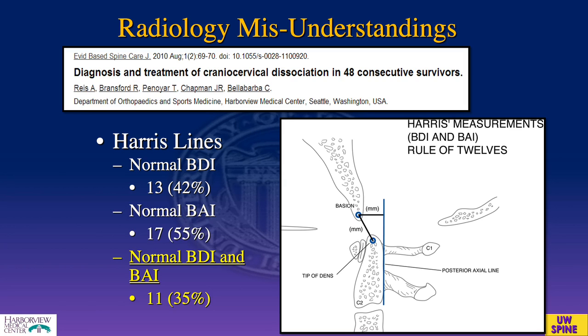However, when we looked at 48 patients who had survived, normal BDI and BAI occurred in over a third of patients, or 11 out of 48, representing 35%. So if this is really all they're looking for, the radiologist may miss this, and therefore there may be a failure of communication from the radiologist to the ER staff. The ER staff and spine may never be consulted, whether neurosurgery or orthopedics. This is an important issue.